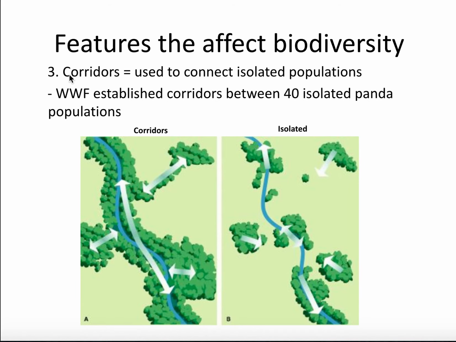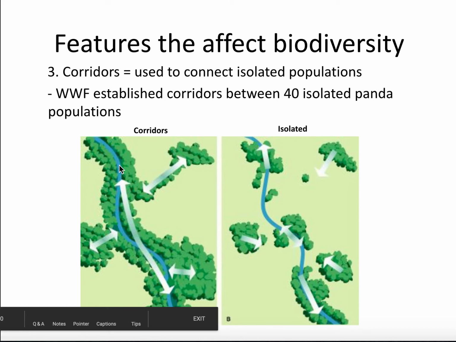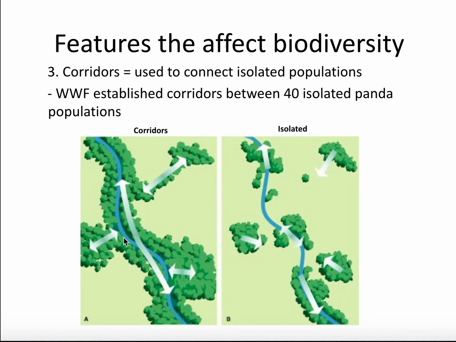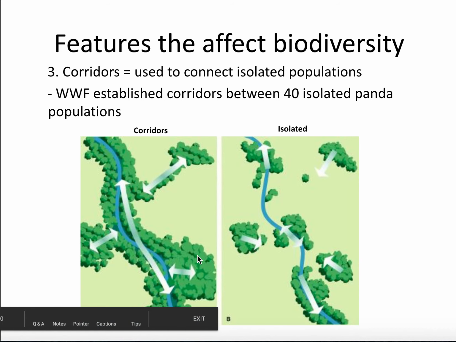The third feature that affects biodiversity is corridors. So what the WWF, the World Wildlife Fund, have started doing is they fundraise and they take donations to build corridors to stop isolation of species. So one example that they did this for is the panda populations, and they basically built a corridor which is planting all these trees and making it so roads can't go between these trees, which then connects populations of pandas so that they could reproduce with each other.